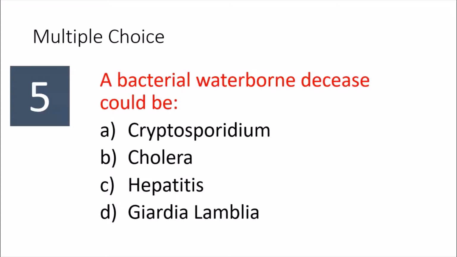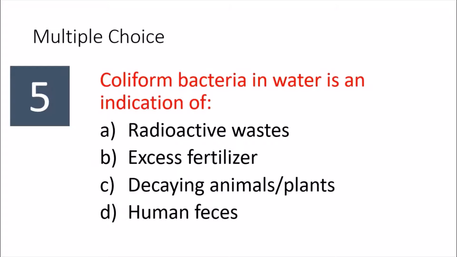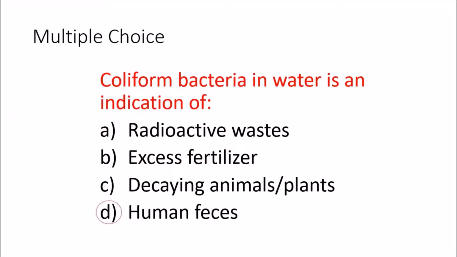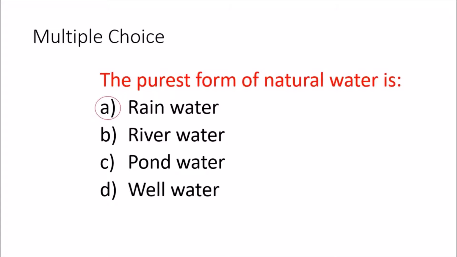A bacterial waterborne disease could be cholera. Cryptosporidium and Giardia lamblia are protozoa, and hepatitis is a virus. Coliform bacteria in water is an indication of human feces. The purest form of natural water is rain water.